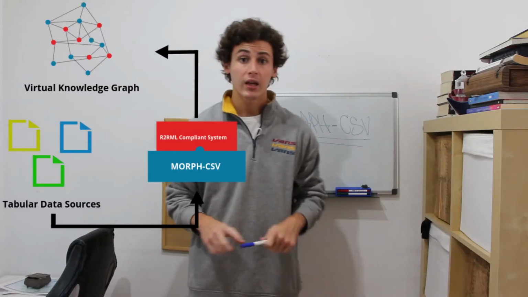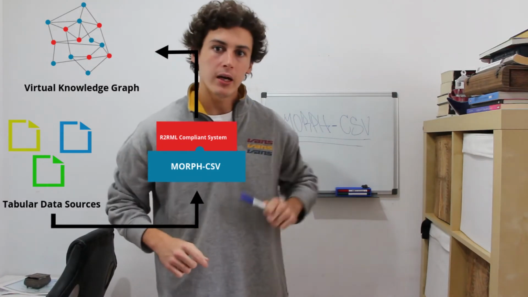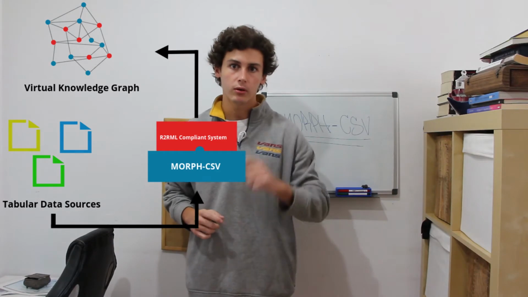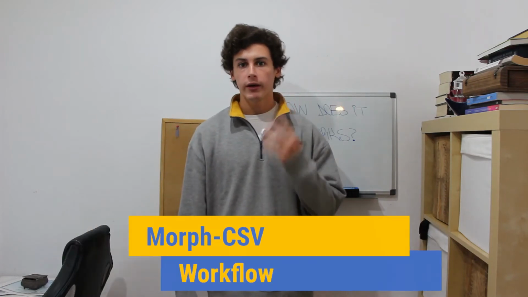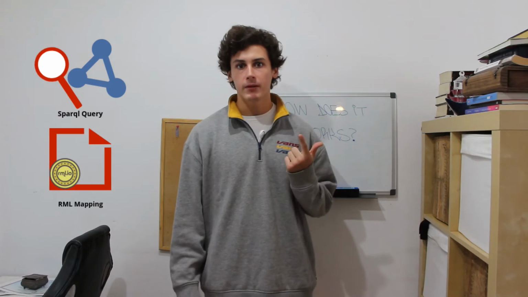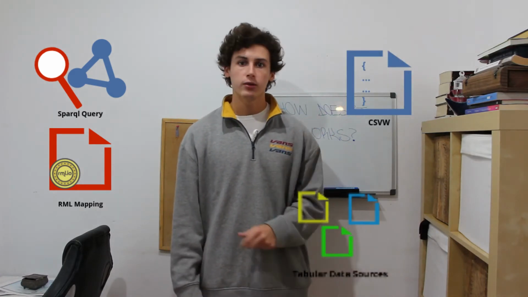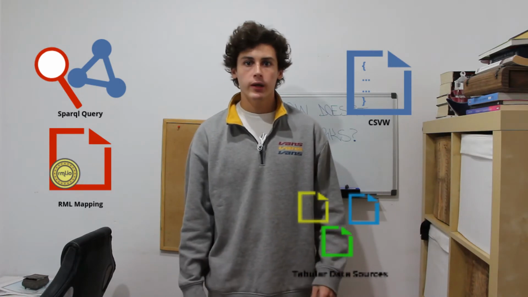Okay, Morph-CSV is an open source tool to query tabular data using SPARQL. It can be embedded on top of any R2RML compliant system, and it is also very easy to use. Do you want to know how it works? Let's check it out. The workflow of Morph-CSV is very simple. We only need 4 elements: a SPARQL query, an RML mapping, a CSV on the web, and the tabular data sources. With those 4 elements, we can do great things.